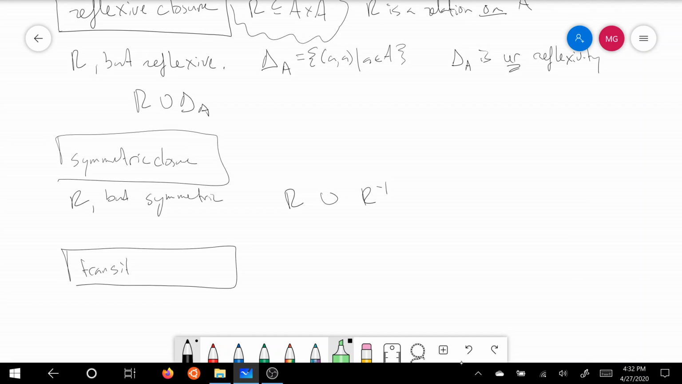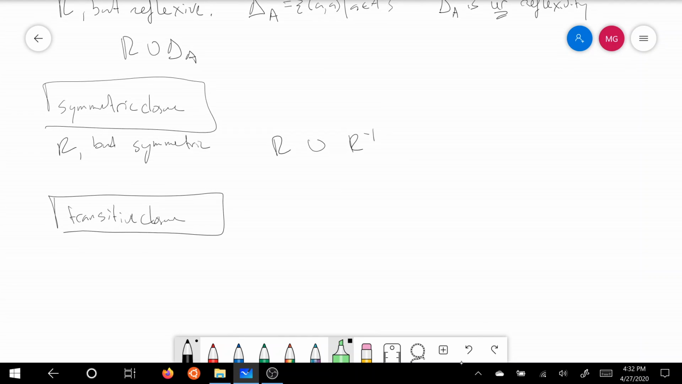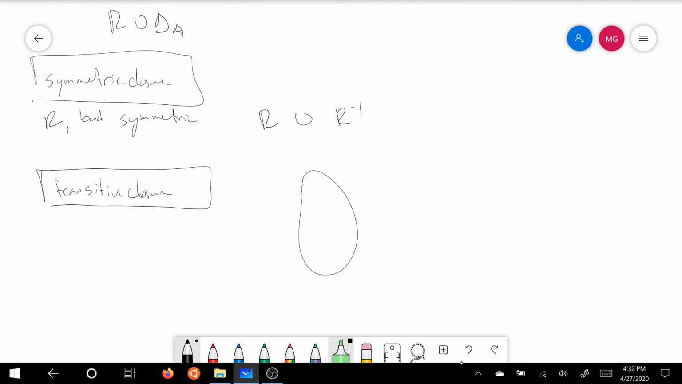Transitive closure. Okay, so transitive closure is R but transitive. So what we're going to do is something like this. R looks something like this. There's the elements of A, and R is going to highlight some set of relations between things. And transitivity says, well, I should be able to follow all of these down.